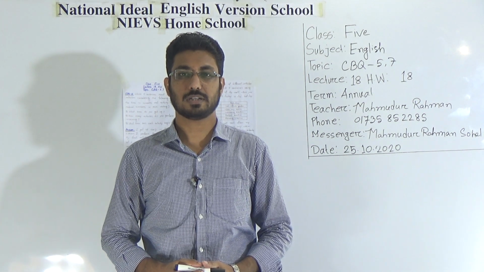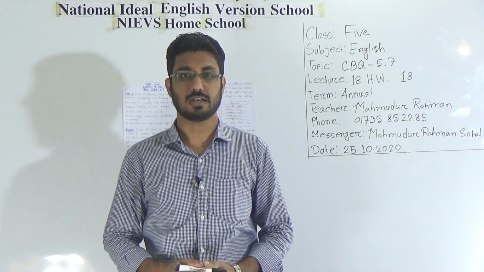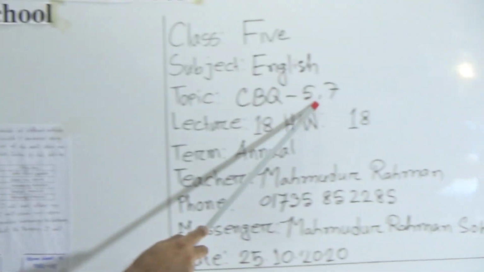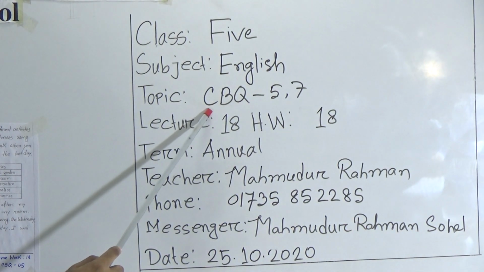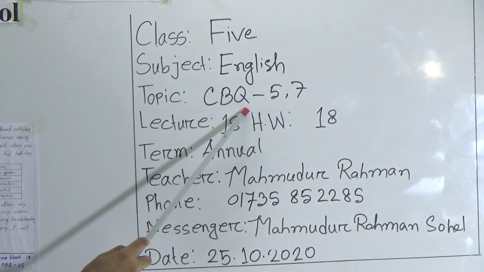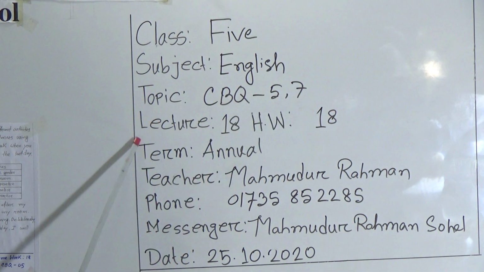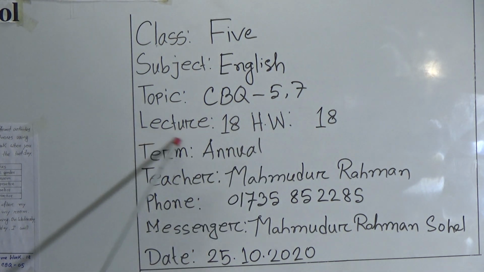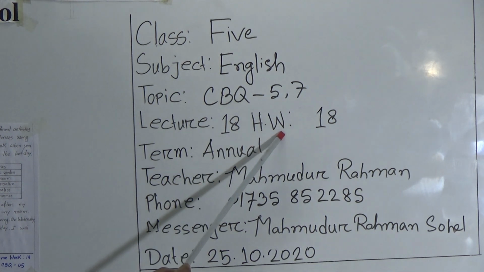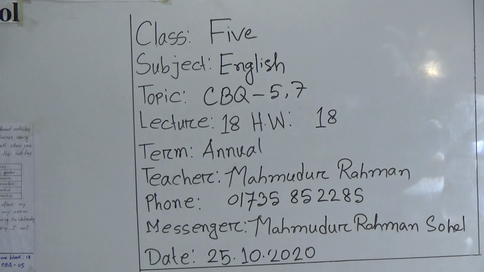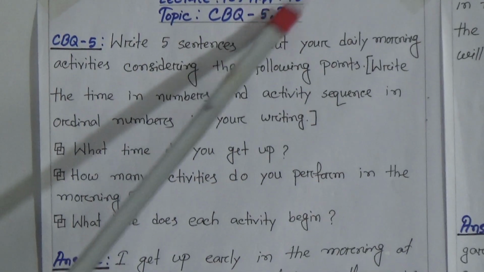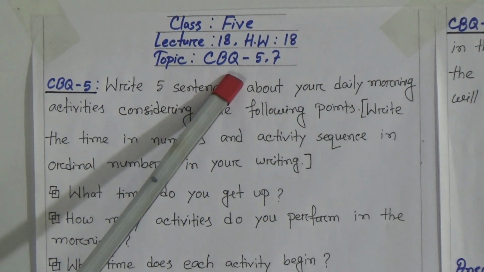Today I am going to take an English class for the students of class 5. Our today's topic is CBQ 5 and 7. I repeat again, CBQ, that means competency based questions 5 and 7. Our today's lecture number is 18 and HW number is also 18. Let's start our discussion.